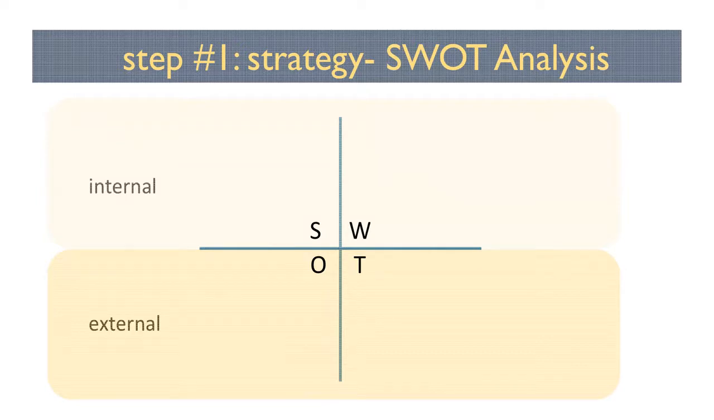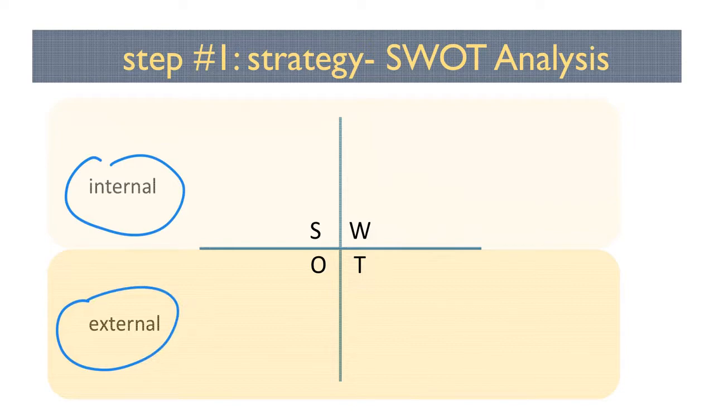So let's just take an example here. We have our internal component and external component. So internally within our organization, externally in the environment outside the organization, what might be a strength? Let's start here. So S for strength, W for weakness, O for opportunity, T for threat. Okay, so strength, what do we need to do? What do we need to think about?